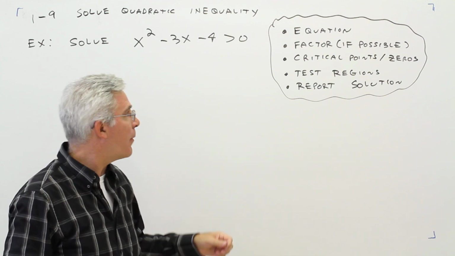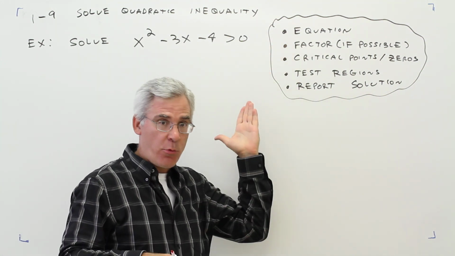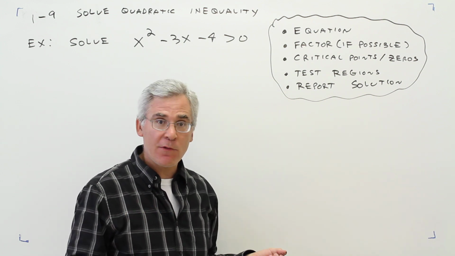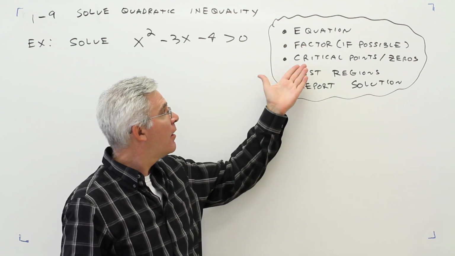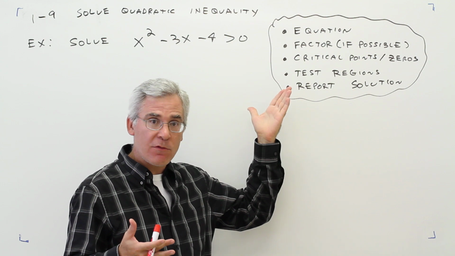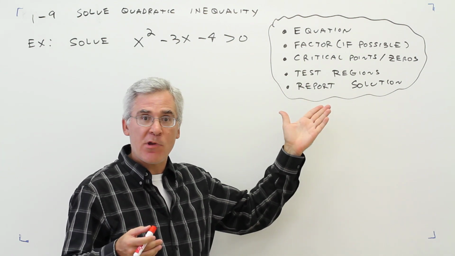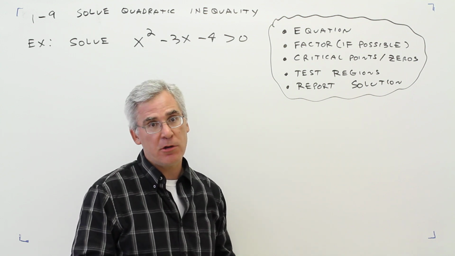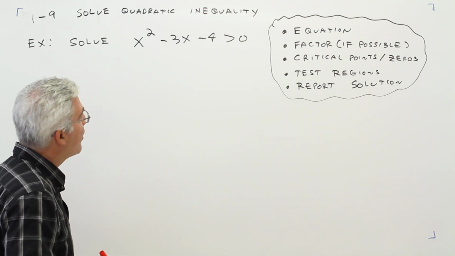Here are the basic steps. First, make it an equation. Then factor if possible. If not, you've always got the quadratic formula. Find the critical points or the zeros. Test the three regions. Report the solution with the regions that are good. All right, so here we go.